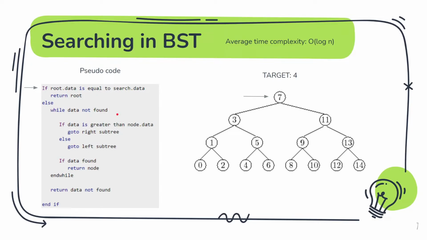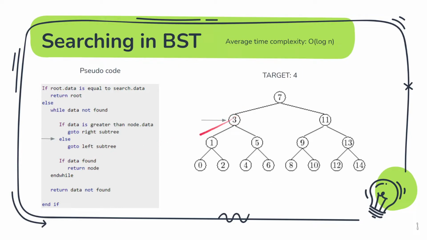The first condition we're going to check is if the data is greater than the root node. So we're checking if 4 is greater than 7. In this case, it is not, so we go into the else conditional that makes the node go to the left subtree. As we see here, we've moved to the left subtree and we've completely disregarded the right subtree. I want you to pay attention to that.